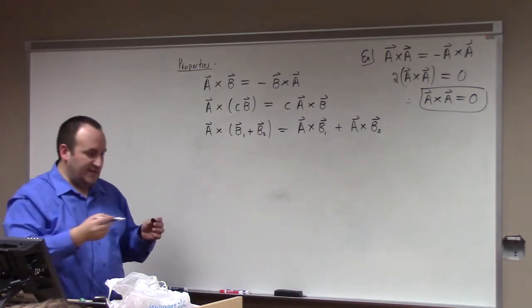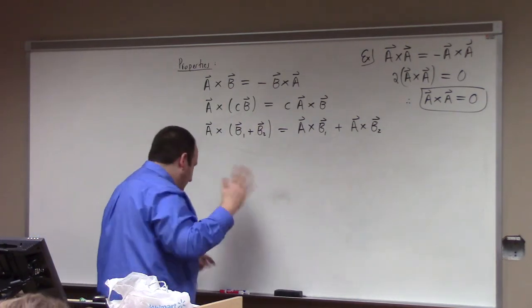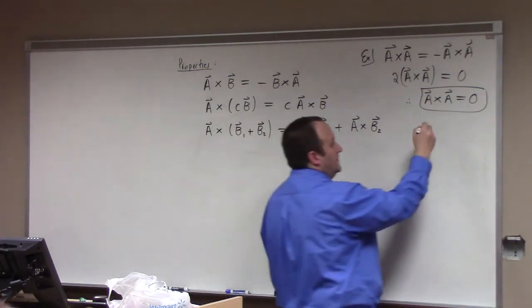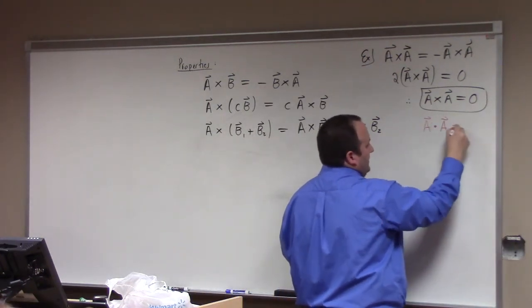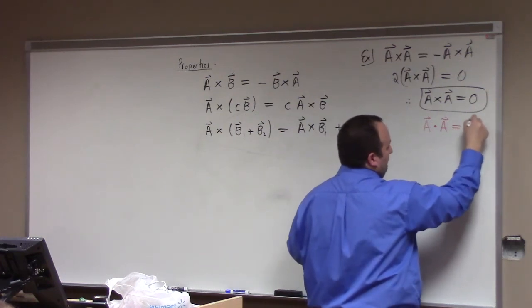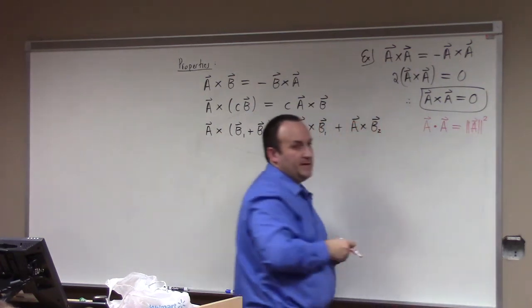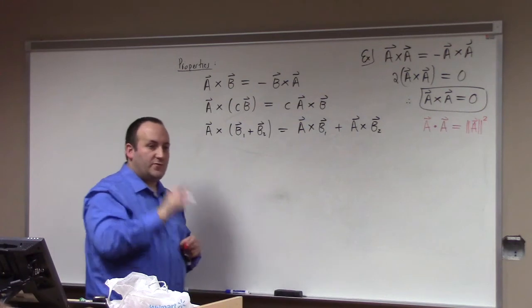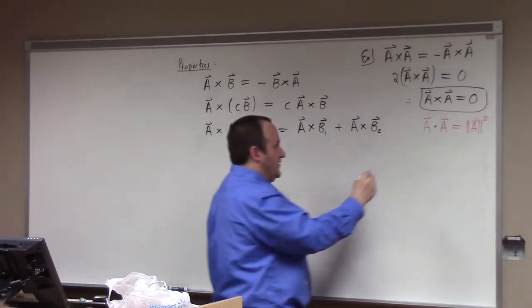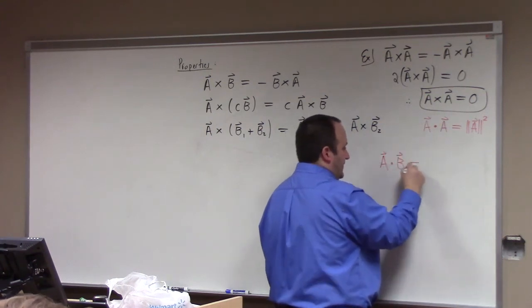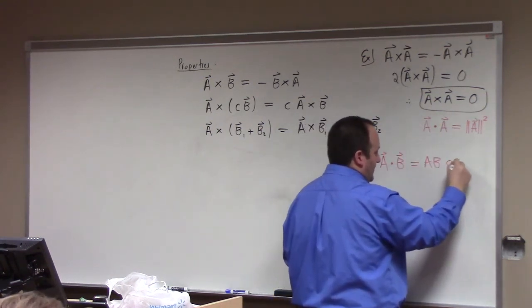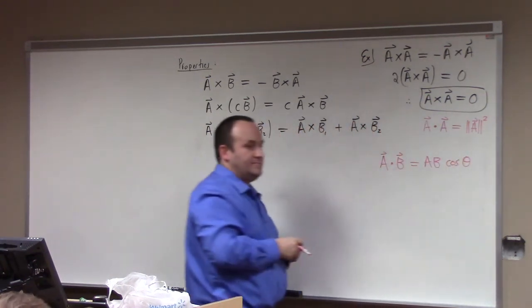Now is as good a time as any to contrast that with what happens with a dot product. You take A dot A. What do you get? You get the length of A squared, right? Furthermore, we've been working with this formula: A dot B is equal to |A||B| cosine theta, right?